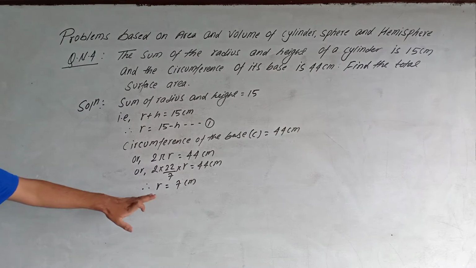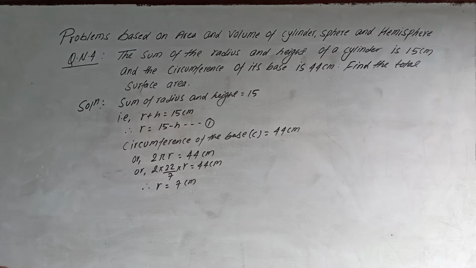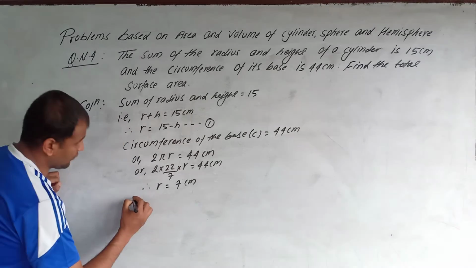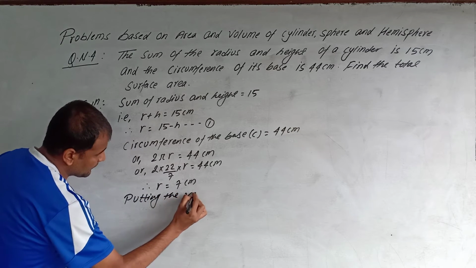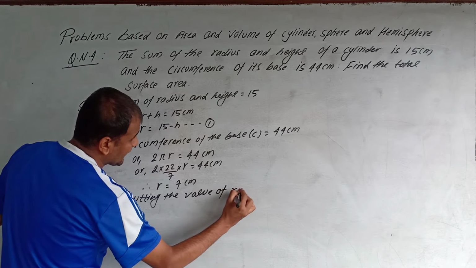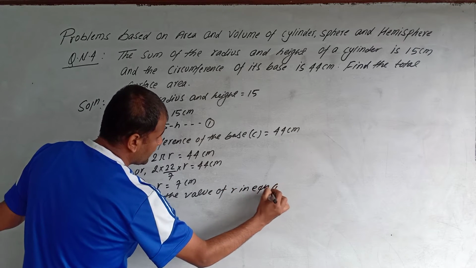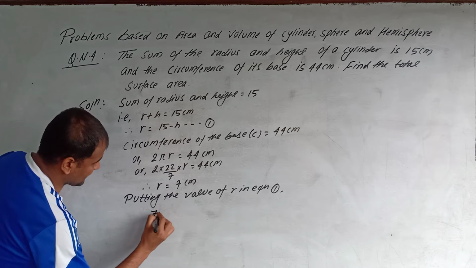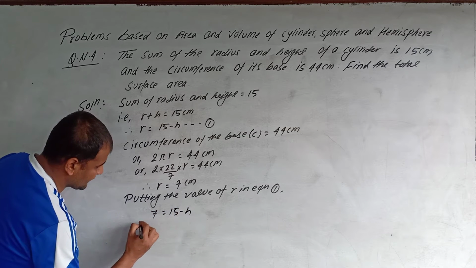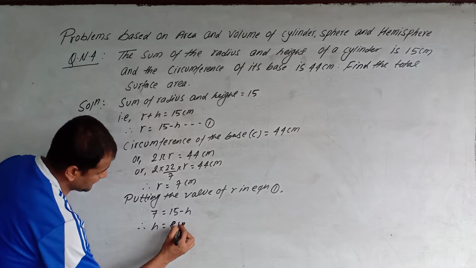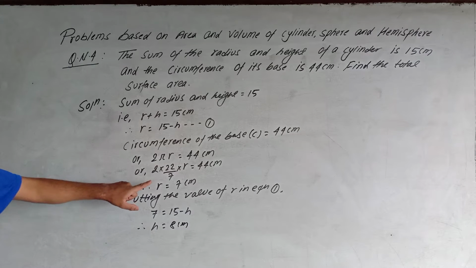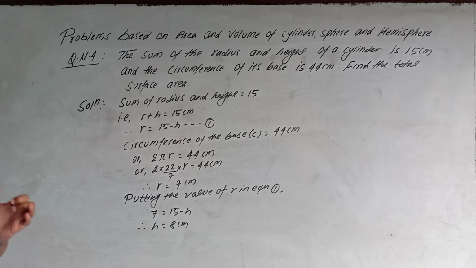When the value of r is 7 centimeters, we use it in equation 1. Putting the value of r in equation 1, we get 7 is equal to 15 minus h, therefore h is equal to 15 minus 7, that is equal to 8 centimeters. So we get the values of r and h from here.